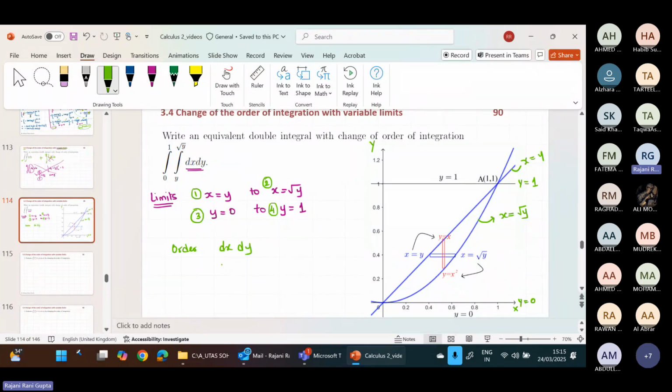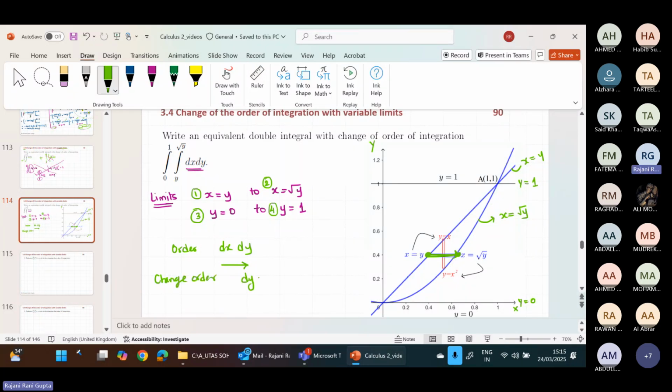It means you are moving horizontal first, with x varying from y to this. So from a point on this curve to a point on this curve.